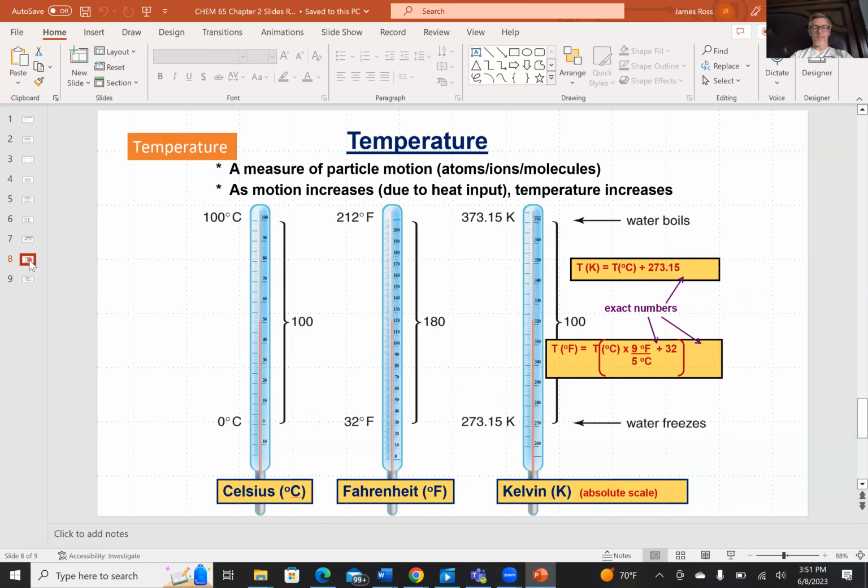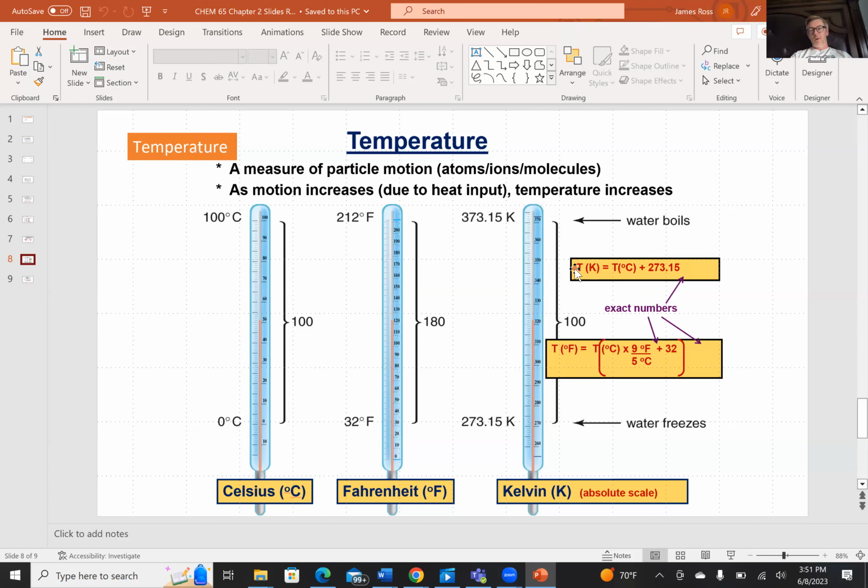Okay, temperature. There are 3 common scales of temperature that you might encounter in an introductory chemistry course. There is units Celsius, Fahrenheit, and Kelvin. Notice the Kelvin is the only one that doesn't have the degree symbol.